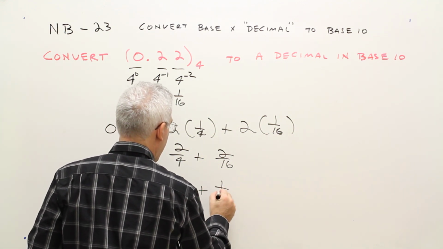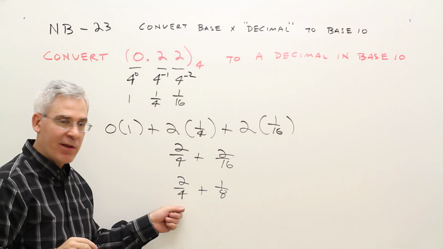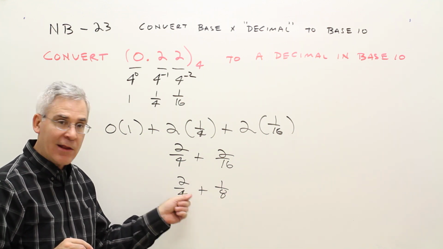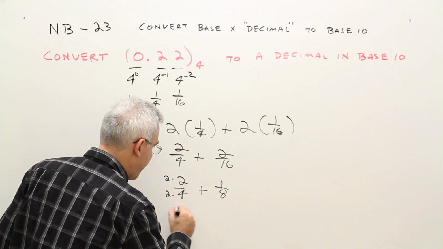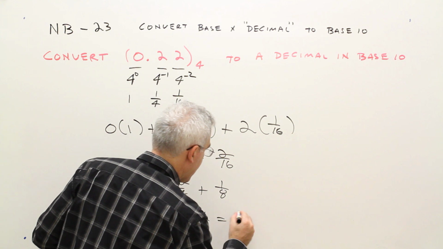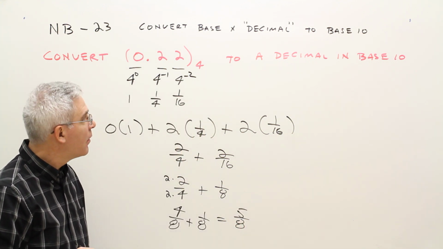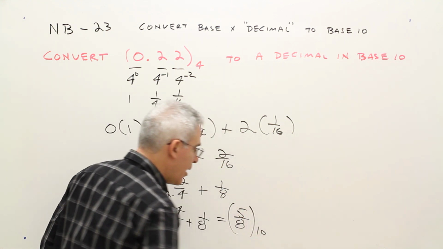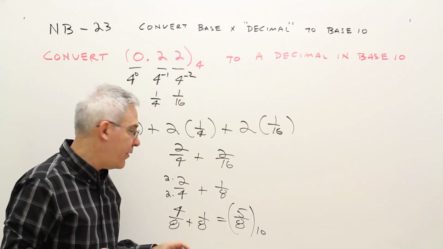2/4 plus 1/8. I want to get a common denominator, that's why I didn't simplify this one. So common denominator is 8. Multiply this by 2 and this by 2. So I've got 4/8 plus 1/8 equals 5/8. Okay, so that's the fraction in base 10, but they said to convert to a decimal in base 10.